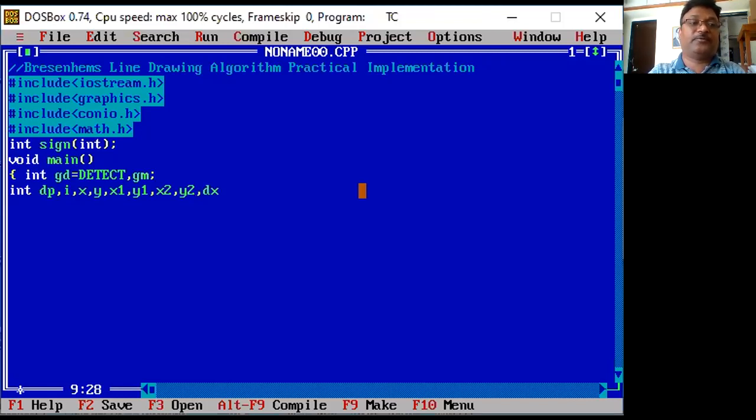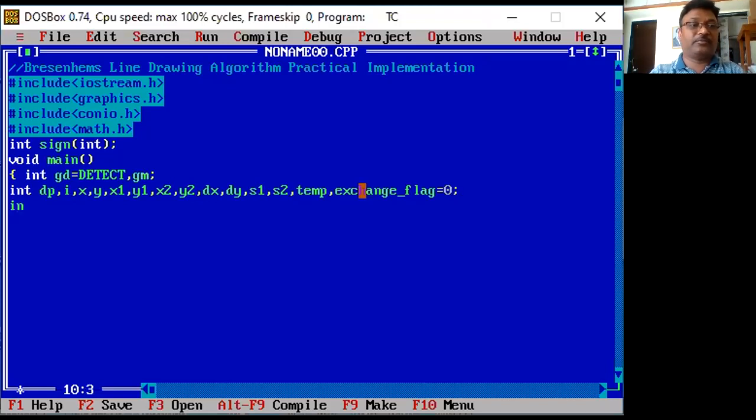Dx and dy, suppose this is dx and dy, what is it for? Difference between x2 minus x1, y2 minus y1. S1 and s2 indicate the sign, whether the line is going in a positive direction or in a negative direction. Temp I have considered for swapping, or exchange. And then I have considered one exchange flag. So this exchange flag indicates whether the line is going in x direction or in the y direction, meaning increment value or the decrement value.